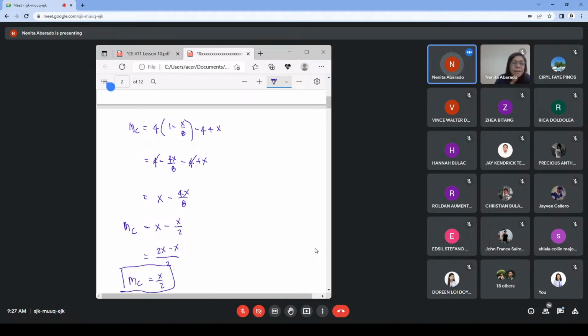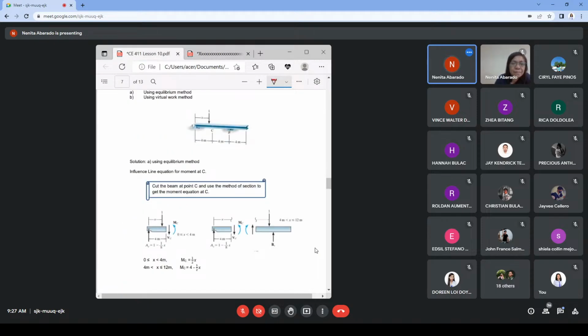Let's check if it's correct: MC is equal to x over 2. Is that right? MC is equal to x over 2, for x greater than or equal to 0 and less than 4. So our x is within 0 to 4 meters. Can you follow?